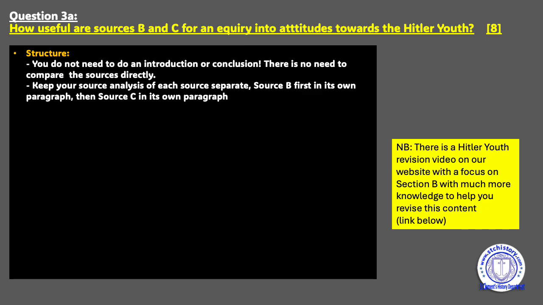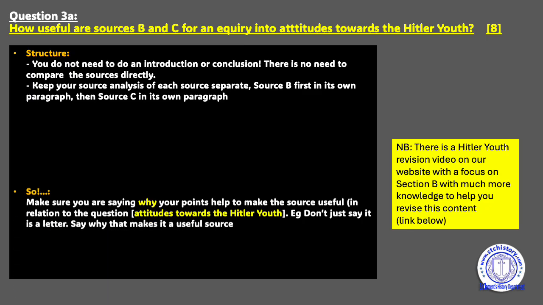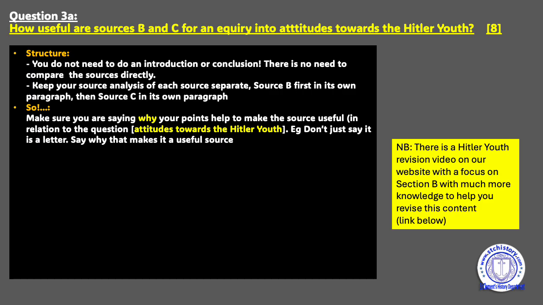Keep your source analysis of each source separate, so one paragraph for source B and one paragraph for source C. Don't mix them up, don't merge them, just do source B first and then source C. Please, you're losing marks by getting yourself all mixed up.